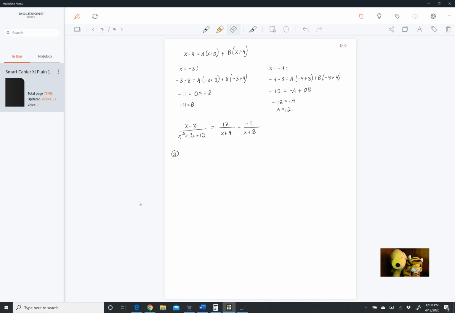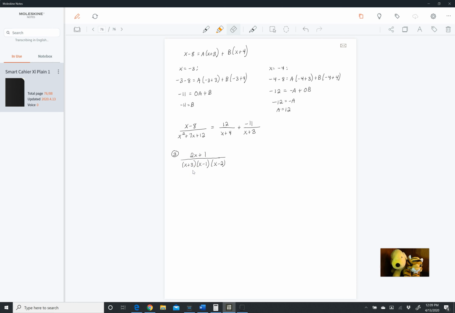Let's say that we have 2x plus 1 over x plus 3, x minus 1, x minus 2. So I'm already factoring the denominator for you, just because I don't want to be factoring cubics right now. Okay. And this is a proper fraction. The degree of the numerator is less than the degree of the denominator.